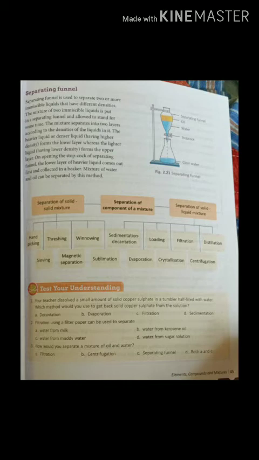Immiscible liquids means... I have taught you in class 5, right? The previous classes also you must have learned, in 4, in 3. Immiscible means which will not mix with each other. Understood. So we will have water. You can see in the diagram, figure 2.21, the separating funnel is there. Then water will be there, then oil will be there.